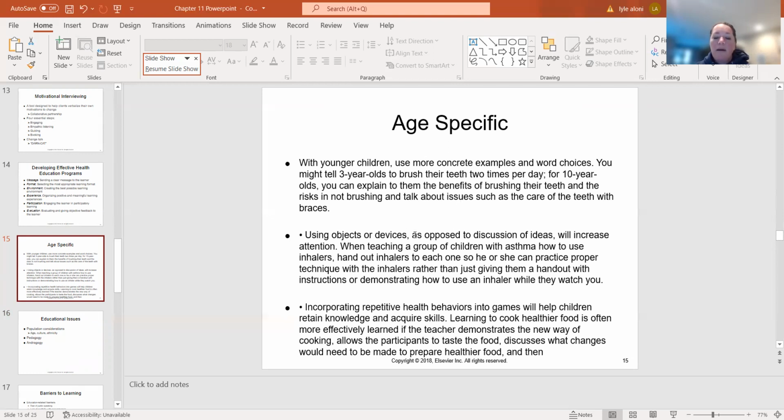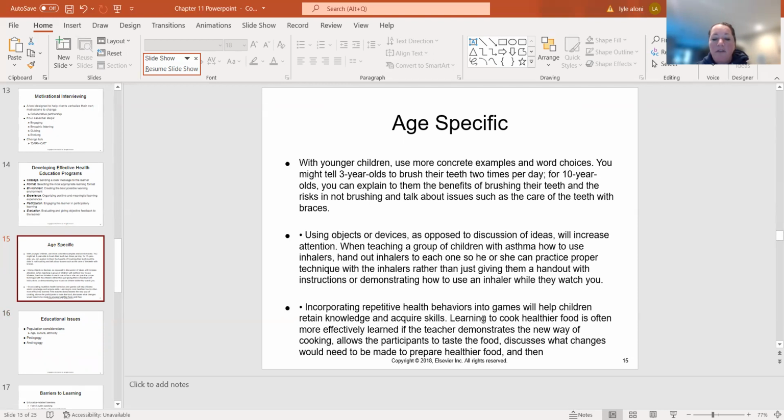When we're looking at objects or devices, we want to make sure that we increase attention. So if I can demonstrate with an actual item, that's usually easier. So the example I give you is children with asthma, when we hand out inhalers and we actually have them do the actual activity rather than giving them a handout.